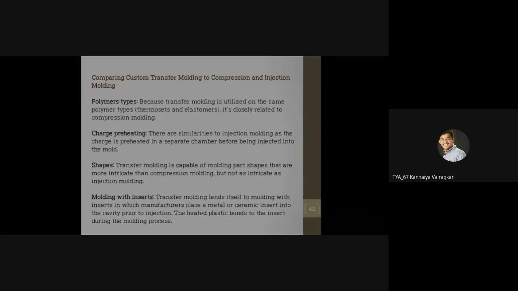Now there are some comparative parameters between transfer, compression, and injection molding. If you check the raw material or polymer, it is almost the same as what you use for compression molding or even injection molding. A similar type of thermoset or elastomer can be used for transfer molding, so there is no major difference. Charge preheating is a major difference. In compression molding, this preheating part is not there.